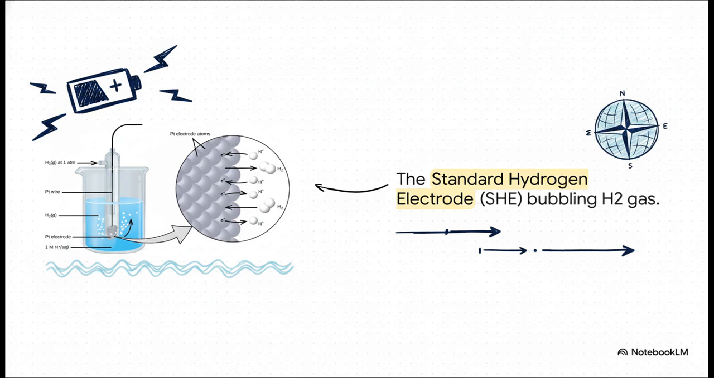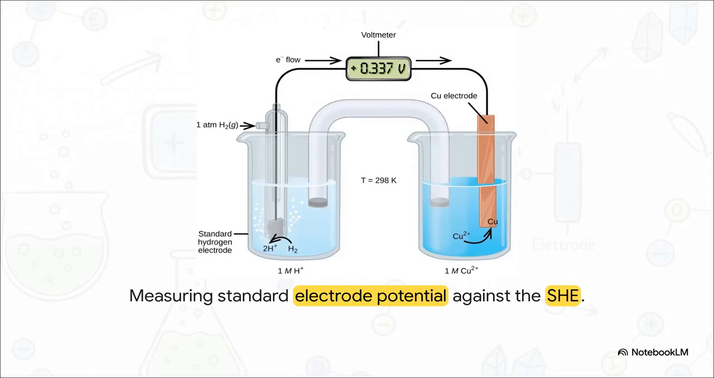It's basically an inert platinum electrode sitting in exactly 1 molar aqueous hydrogen ions, with hydrogen gas bubbling over it at exactly 1 bar of pressure. See how we use that 0-volt baseline in practice?